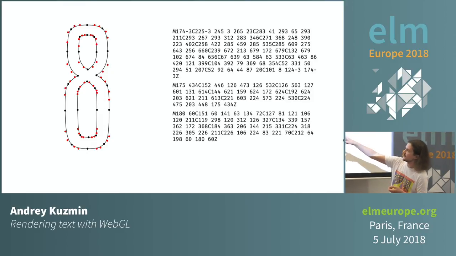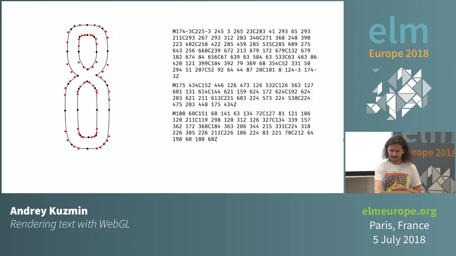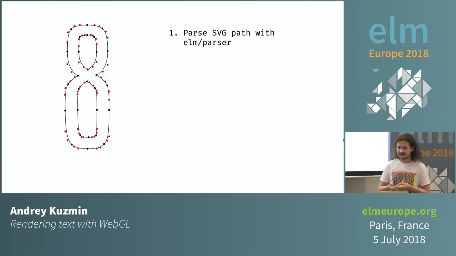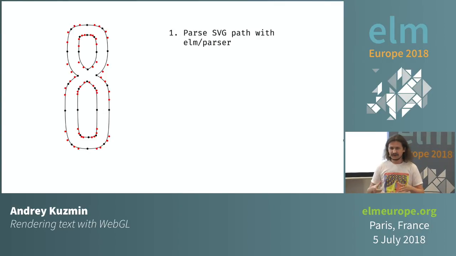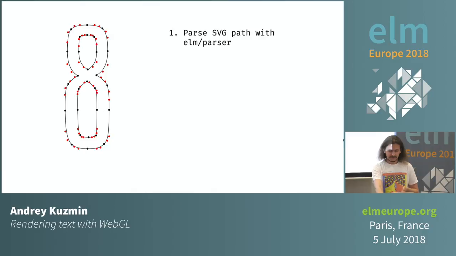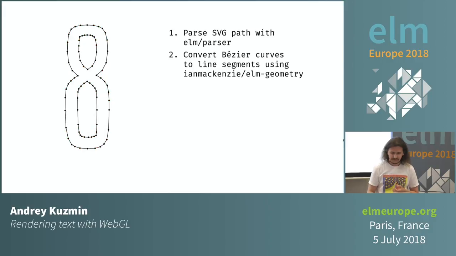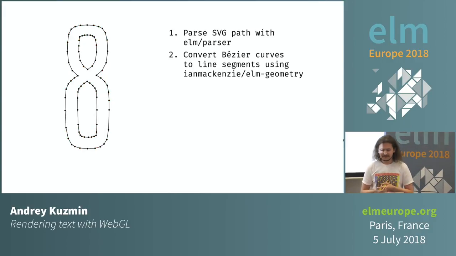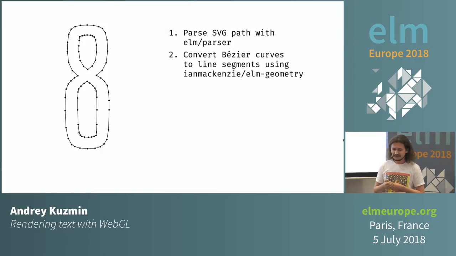Here you can see the black dots are dots on the curves, and red dots are control points for Bezier curves. So the first thing we do, of course, is parse the SVG, and it's pretty simple to do with Elm parser. Now we have our union type that defines all the path commands. The next thing we do is convert curves to line segments. And thanks to the wonderful library Elm Geometry, we are able to do it pretty straightforwardly. Thanks, Ian, for working on this.